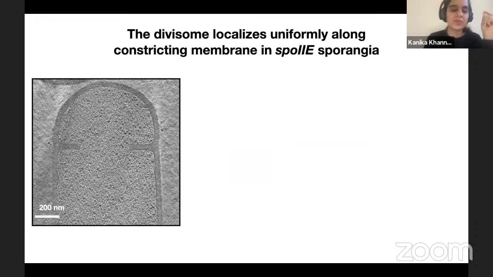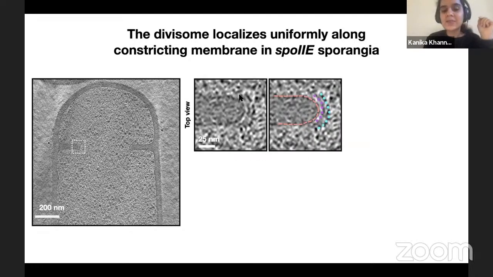strain using cryo-electron tomography. And to our surprise, what we saw was that even though the septum was placed near the pole, if you look closely at the invaginating septum, the cell division machinery is present uniformly around the entire leading edge of the invaginating septum. So the pattern of how the cell division machinery is assembled is just like vegetative growth, but the placement of the division is still like sporulation, near the poles of the cell.